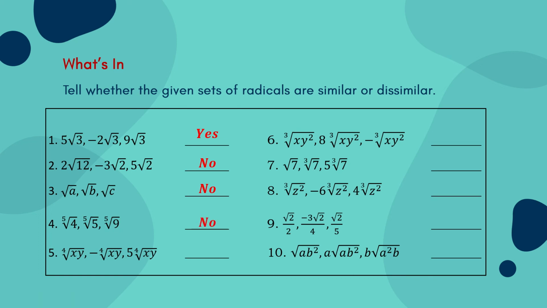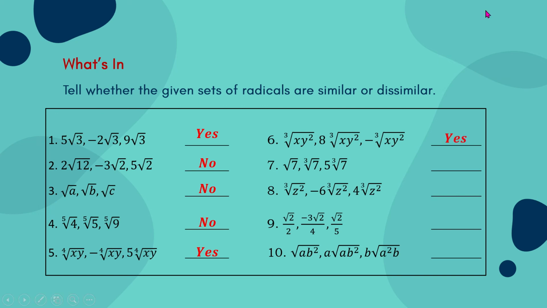How about number 5? Do they have the same index? 4, 4, and 4. Second condition, do they have the same radicand? xy, xy, and xy. The same, right? So it is yes. How about number 6? Do they have the same index? 3, 3, and 3. Check. Second condition, do they have the same radicand? xy square and xy square. They have the same content. So it is yes.